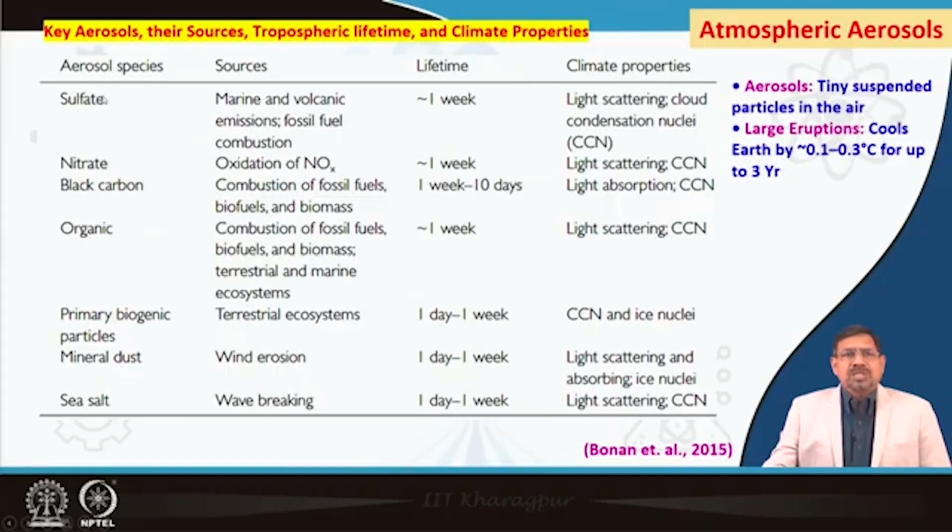So, aerosol species, sources, lifetime and climate properties are mentioned. These are the different aerosol species: sulphate, nitrate, black carbon and organic aerosol species, and sea salt. So, have a look at this, and particularly their lifetime and the climate properties. As far as sulphate is concerned, light scattering and the cloud condensation nuclei, CCN, are affected. They are all affected in terms of light scattering and the CCN impact, right.